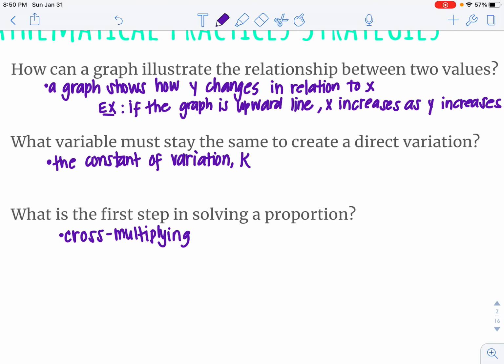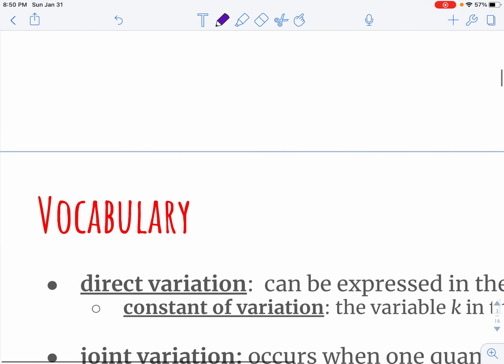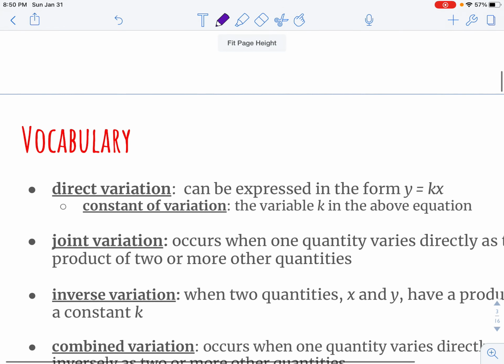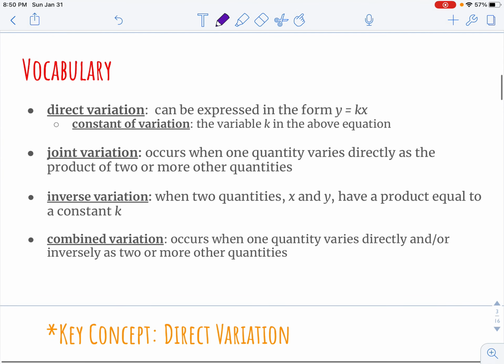And then what is the first step in solving a proportion? It is cross multiplying. Some of this may be familiar from Algebra 1 when we're talking about proportions and cross multiplying. Our vocabulary here: we have direct variation, which can be expressed in the form of y equals kx. And the constant of variation is that variable k in that equation.